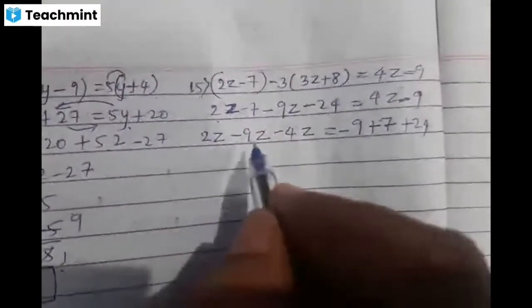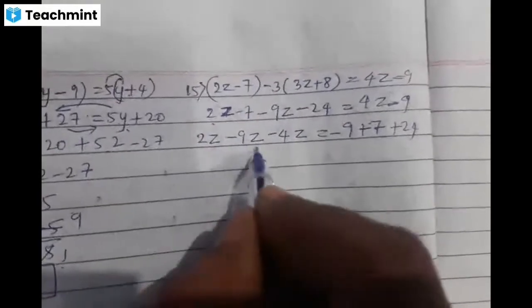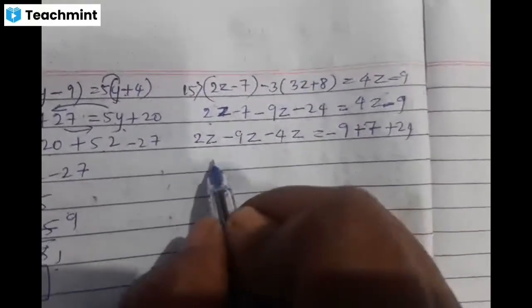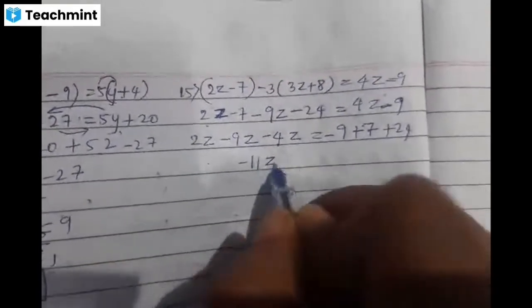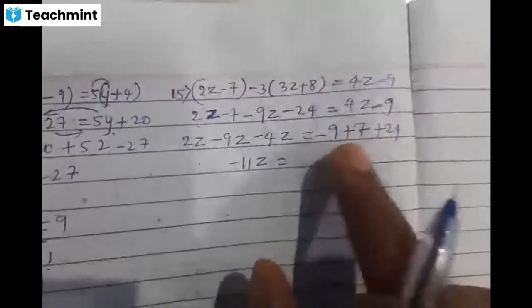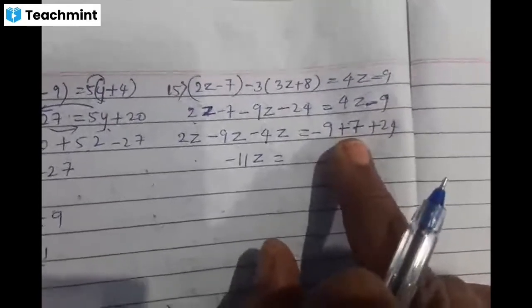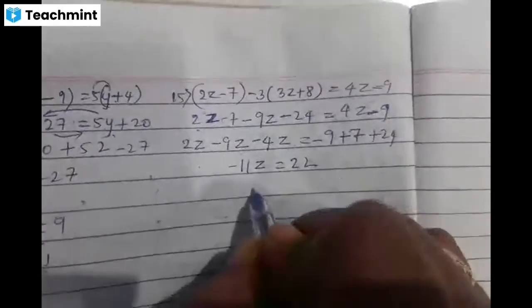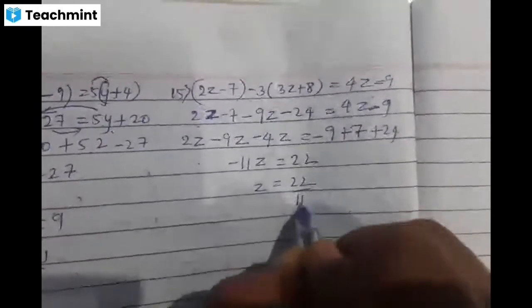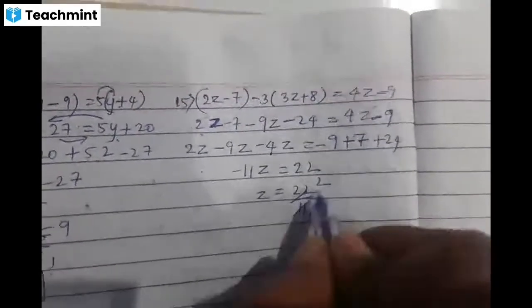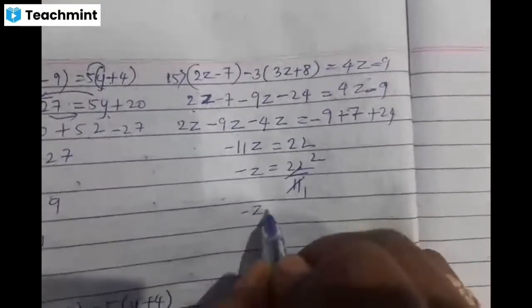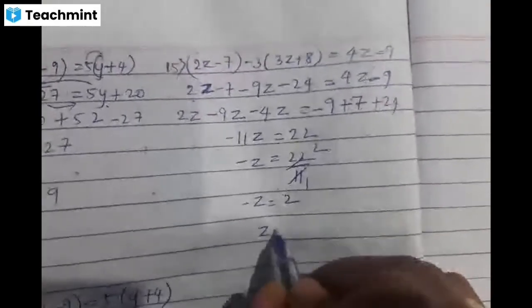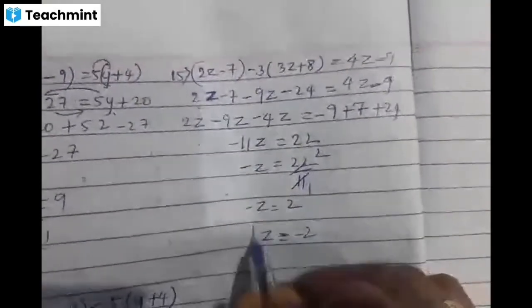Children, now let us subtract. 2z minus 9z is minus 7z, minus 7z minus 4z is minus 11z, which is equal to minus 9 plus 7, minus 2, minus 2 plus 24 is plus 22. Minus 11z is equal to 22 by 11, 11 ones are 11, 11 twos are 22. So minus z is equal to 2, z is equal to minus 2.